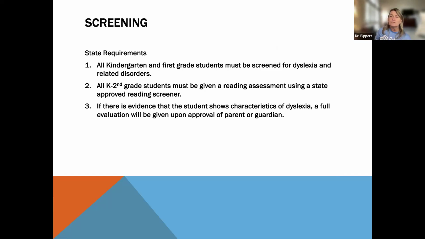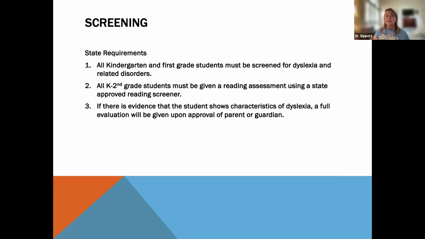Usually schools will have a universal screener. It's going to be different. mClass is one of those screeners. So if you are working in a CCISD school, you may hear about mClass, and that's fine because that is a tool that they use to screen all students.